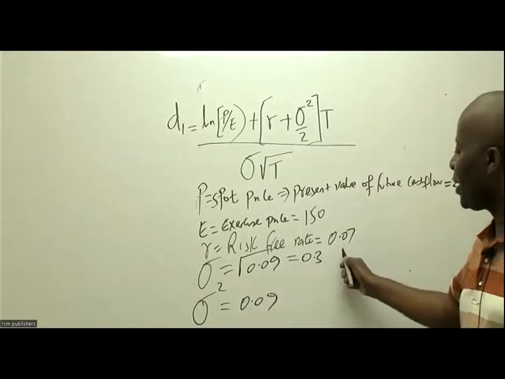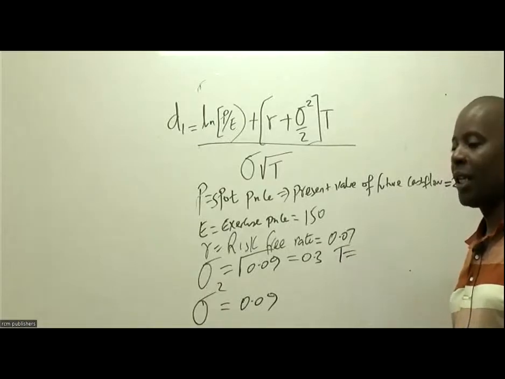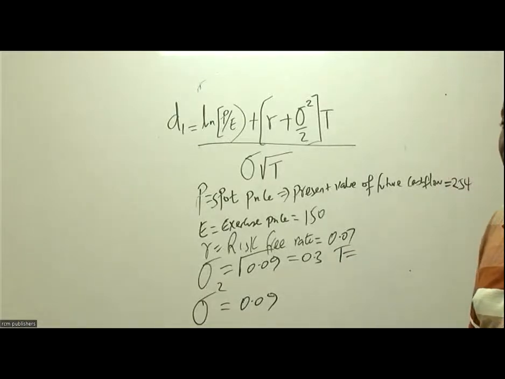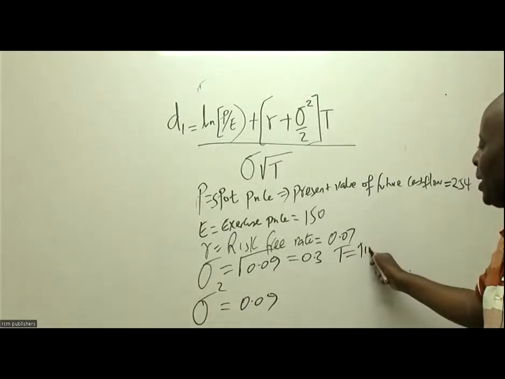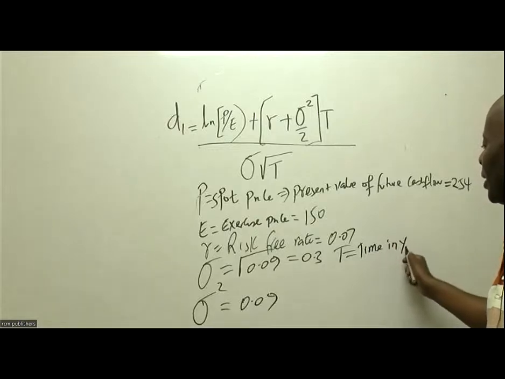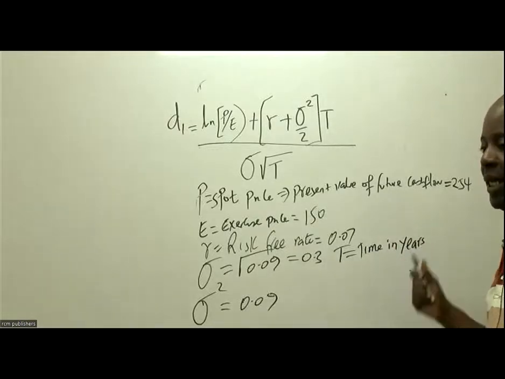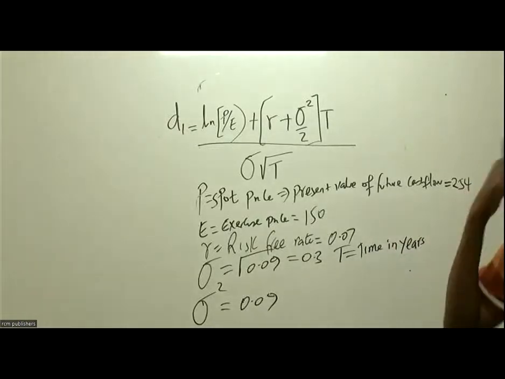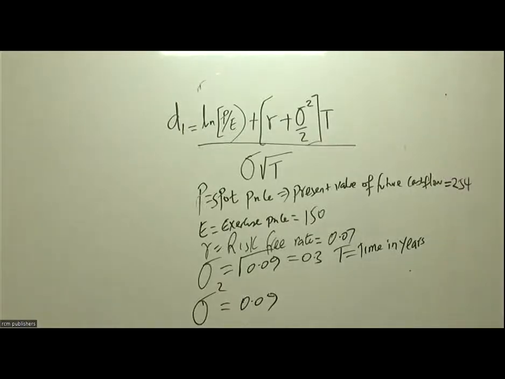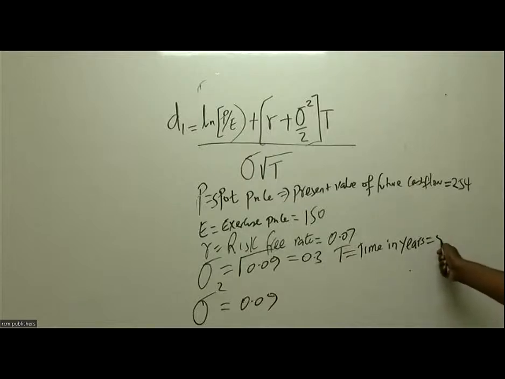And then there is something that confuses so many students. This T is time, and it must be time in years. So in this question, is it 20 or 5? It should be the time for the option, not the time for the whole project. The time for the option here is 5.